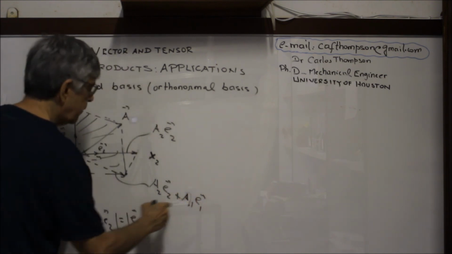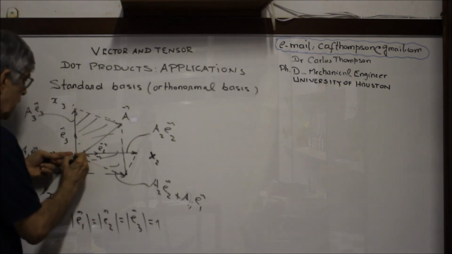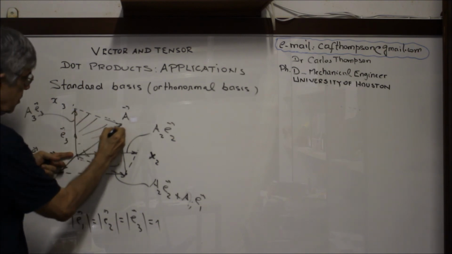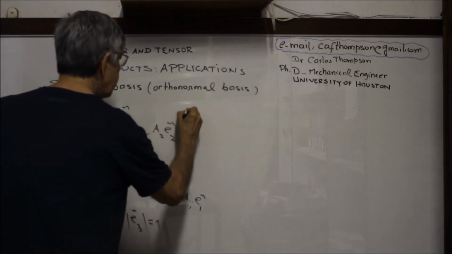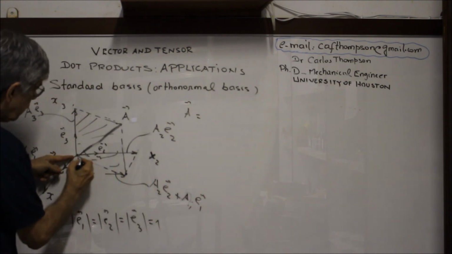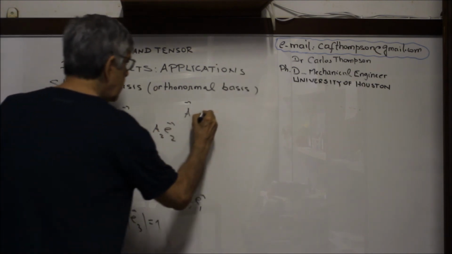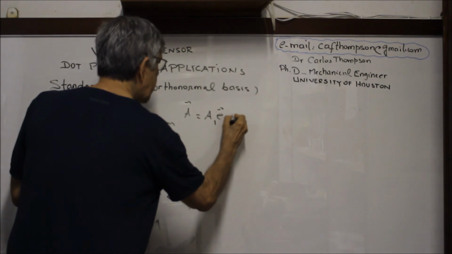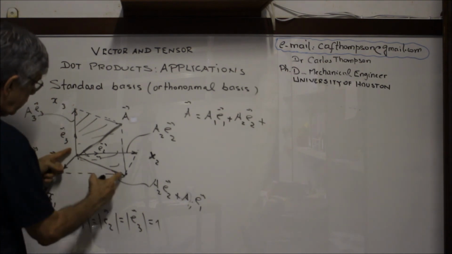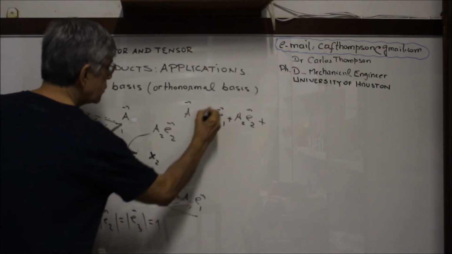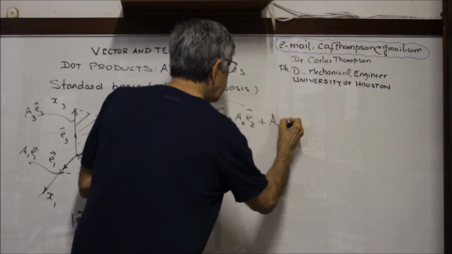Okay, E1, E1. Now, this vector here plus this one is equal to the resultant, which is vector A. So vector A is equal to this vector over here, lying on the plane x1, x2, which is A1 E1 plus A2 E2, plus this vector here, which is over here. Now, plus this vector here is A3 E3.